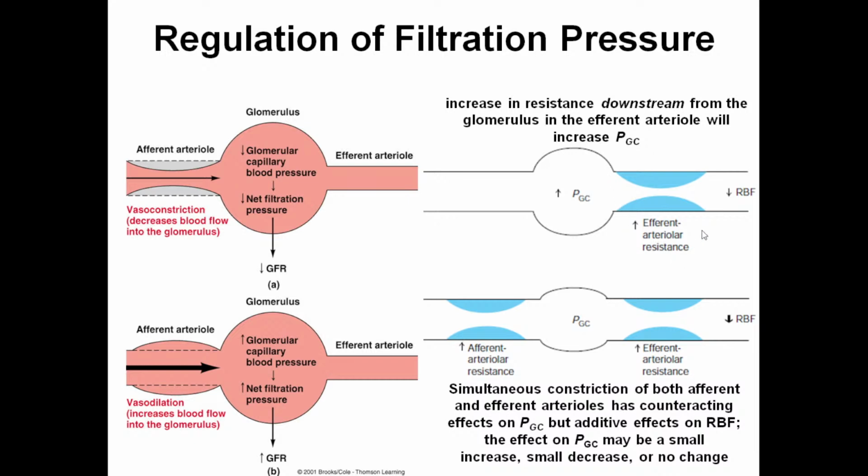And the filtration fraction is seen as the proportion of renal plasma flow that is filtered, and that is normally about 20%. If constriction of the afferent arteriole reduces both renal blood flow and GFR, the filtration fraction is left unchanged. While efferent arteriole constriction reduces renal blood flow but conserves the GFR, causing an increase in the filtration fraction.